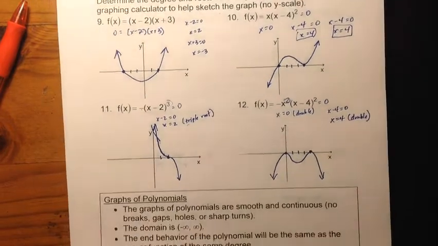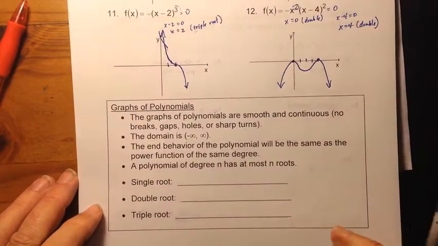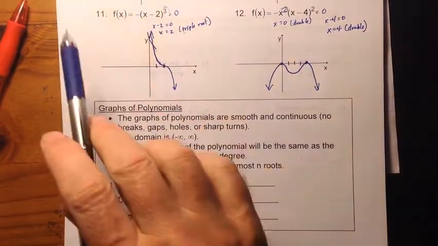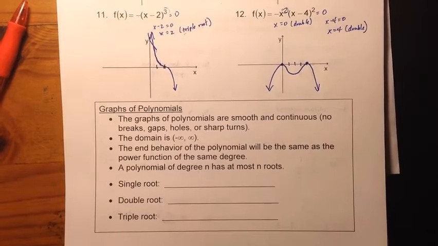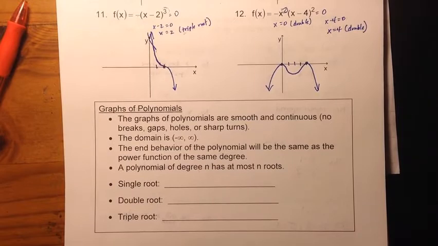All right. Graphs of polynomials then. The graphs of polynomials are smooth and continuous. No breaks, gaps, holes, or sharp turns. Notice it's always just smooth turns. Domain's always negative infinity to positive infinity. The end behavior of the polynomial will be the same as the power function of the same degree, and we'll talk more about end behavior tomorrow. A polynomial of degree n has at most n roots. So if it's degree 3, it'll have at most 3 roots.